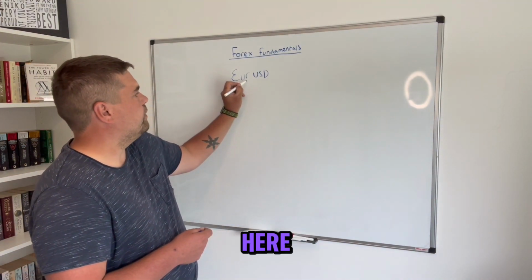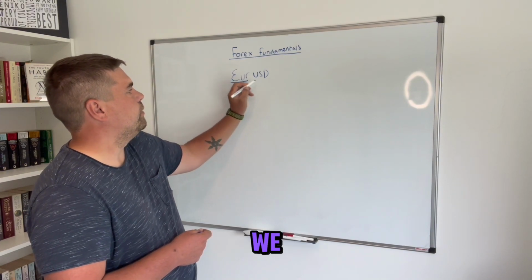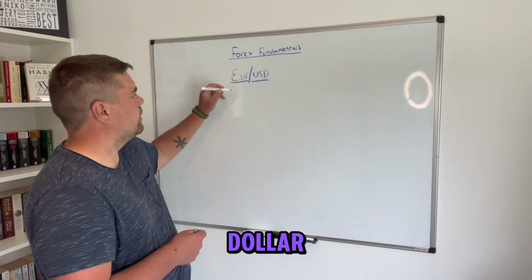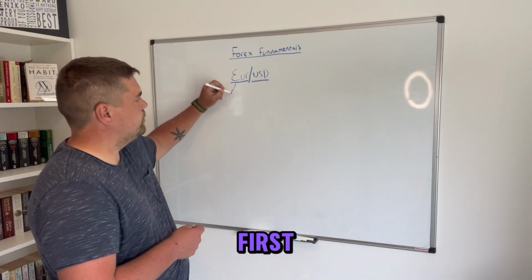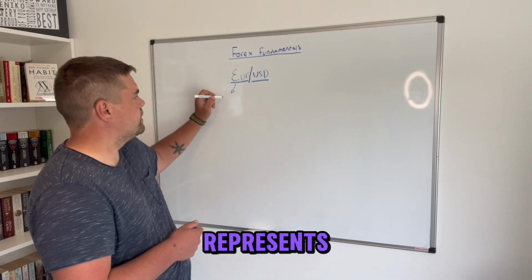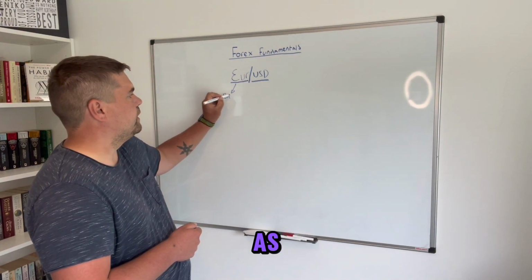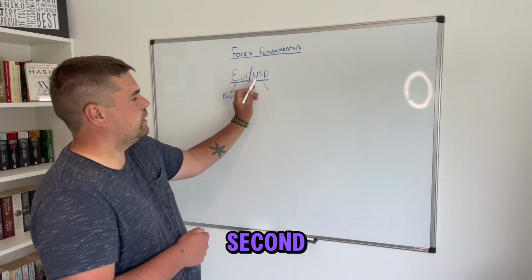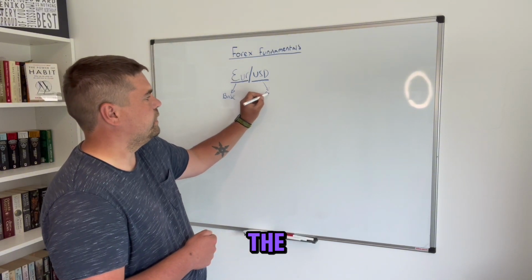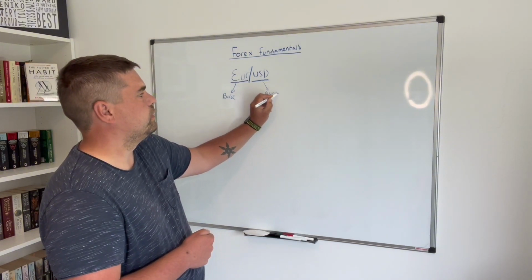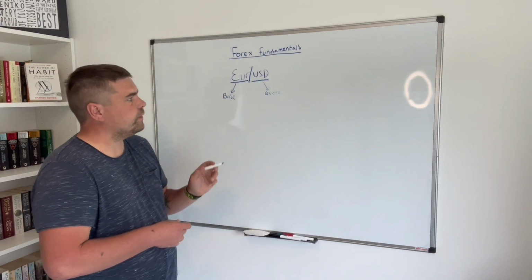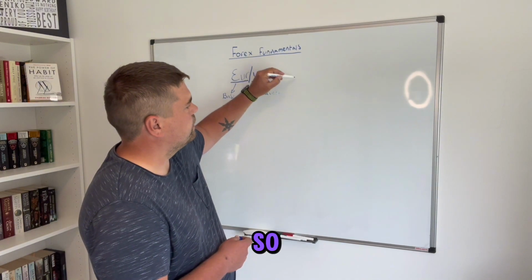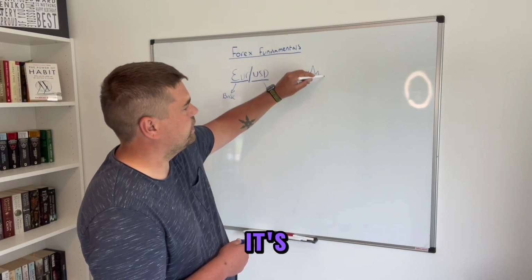So essentially here we have two currencies. We have the euro and we have the US dollar. So this first part here, the euro, represents what's known as the base currency, and the second currency represents the quote currency.